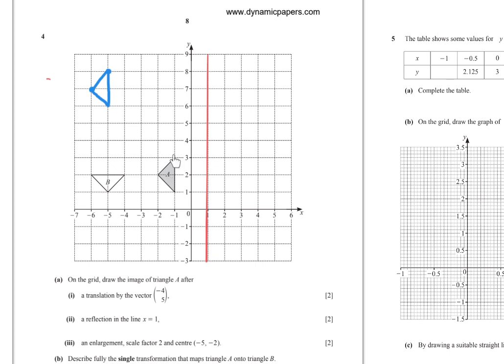So this point is 2 to the left of the mirror line, so its image is 2 to the right. The same for this point, 2 left, so 2 right, is its image. For that point, 3 to the left, so 3 to the right. Now join the points. Use your ruler to join them.